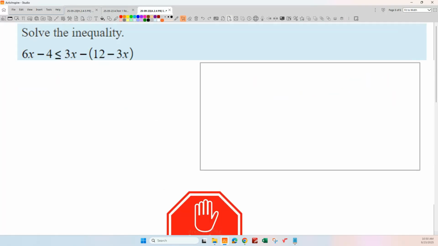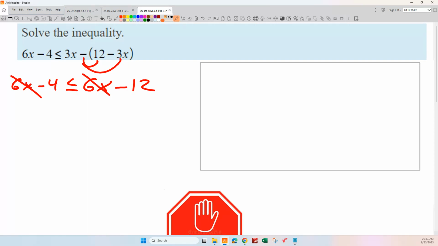Okay, last example. Same kind of thing. What if I distribute here and I simplify? I'm going to get 6x minus 4 on the left. I'm going to get 3x minus 12 plus 3x. Let's skip a step. 3x plus 3x is 6x. Just like before, I would subtract 6x from both sides.